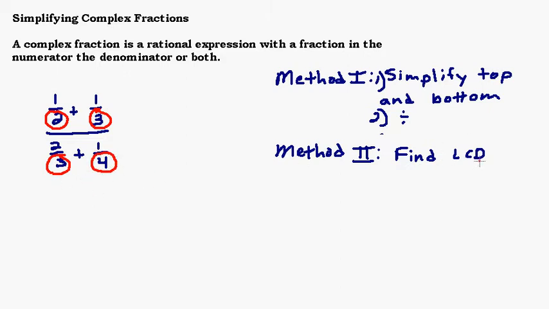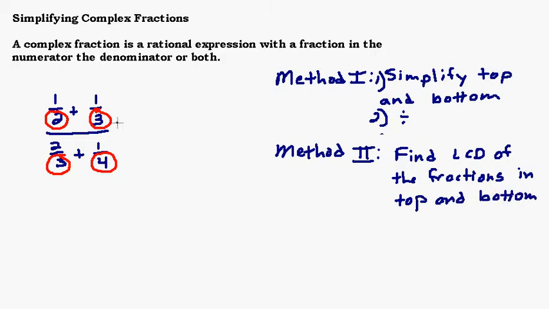So when I say find the least common denominator, I mean of the fractions in the numerator or the denominator. Of the fractions in the top and bottom. Not of the whole big fraction, but the top and bottom. Okay, so now what's the least common denominator of those? 2, 3, 3, and 4. The smallest number they all go into is 12.